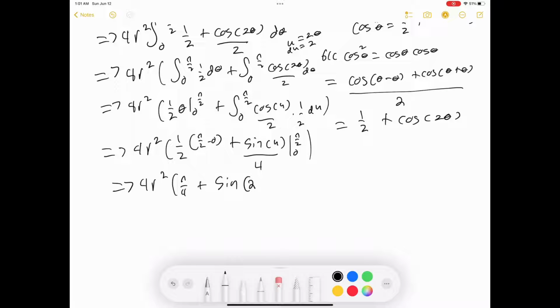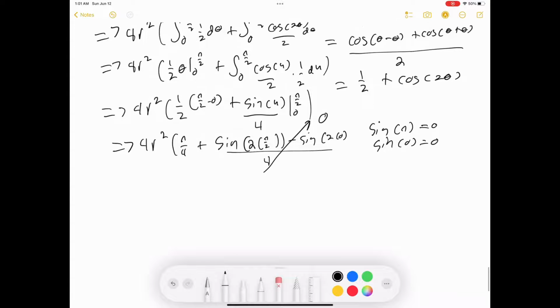So, yep, things are definitely looking good there. Since we have 2 theta, luckily, well, not luckily, it obviously is going to work out this way, we got 2 times pi over 2. 2 pi over 2 is just pi, right? So sine of pi is 0, sine of 0 is 0. That whole sine function is going to go to 0, and we're just going to be left with 4r squared times pi over 4, which is, of course, going to give us our pi r squared.